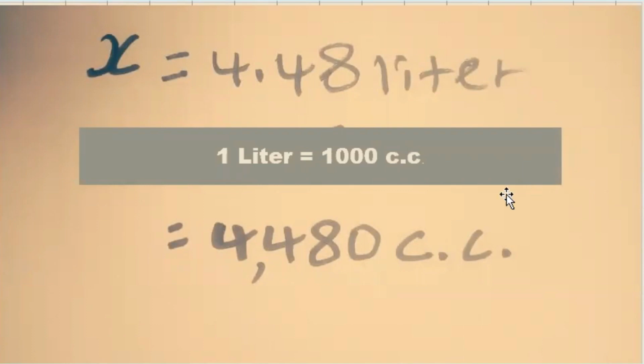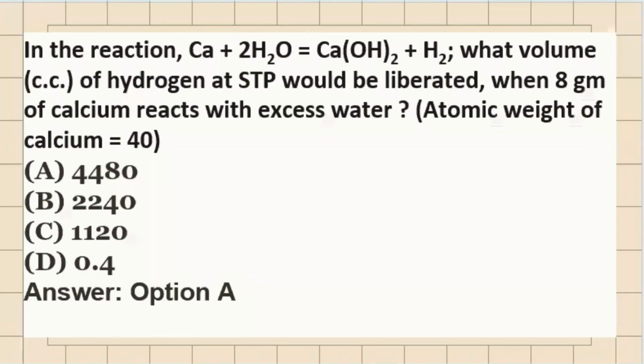Therefore, what is the conversion factor used to convert liter into centimeter cube? 1 liter equals 1000 centimeter cube. By using this conversion factor, the volume in centimeter cube is 4,480 centimeter cube. Therefore, the answer is A.